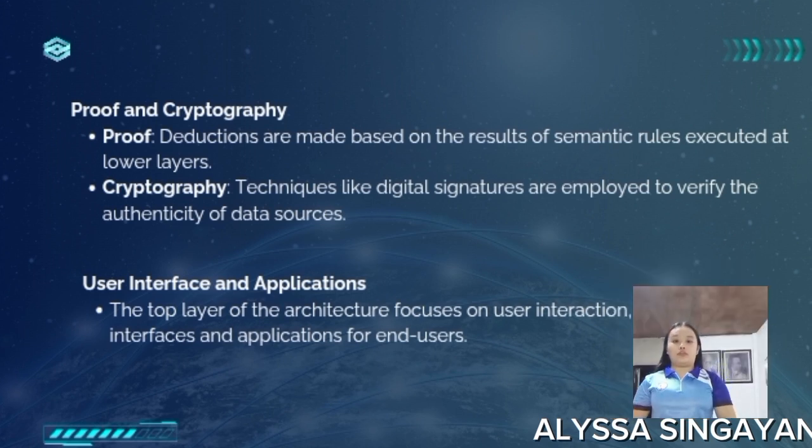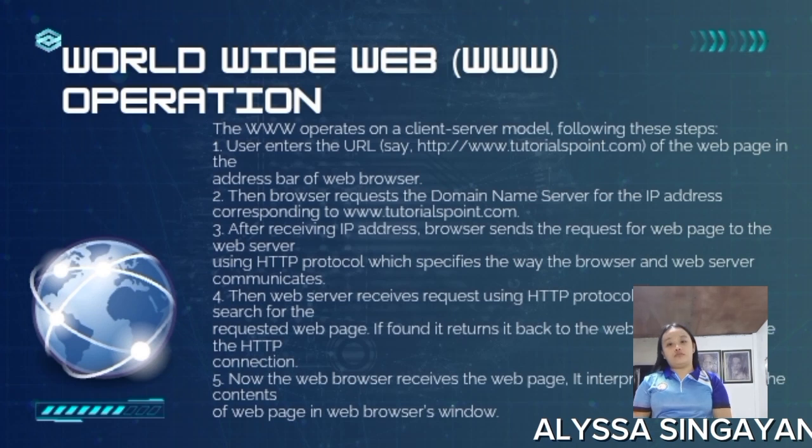And let's talk about user interface and application. On the top layer, the user interface and application layer is built for user interaction. WWW operation. The WWW works on a client-server approach. The following steps explain how the web works.